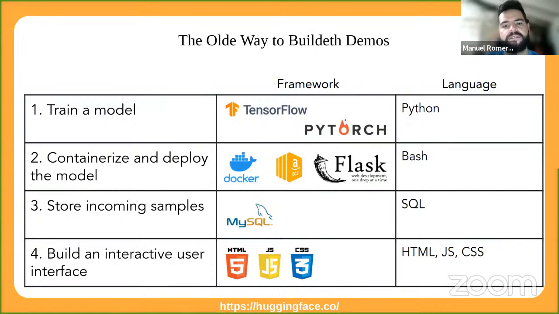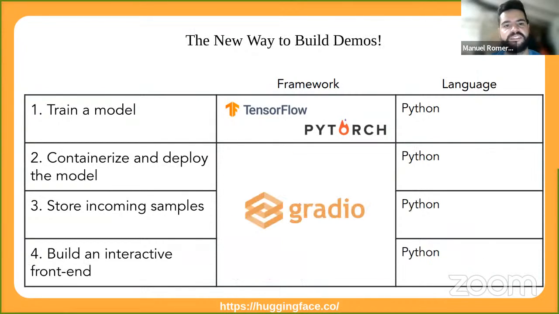So here is the old way to build demos. You train a model with your favorite framework. You containerize and deploy your model. You store its incoming examples in a database like MySQL, and then you build a user interface with HTML, JavaScript, CSS. So as you can see, you have a big stack of frameworks and technologies you have to know about. It's not easy. The new way to build demos with Gradio: you train a model in your favorite framework, and then everything else is done with Gradio. Containerizing, storing incoming examples, and building an interactive front end.